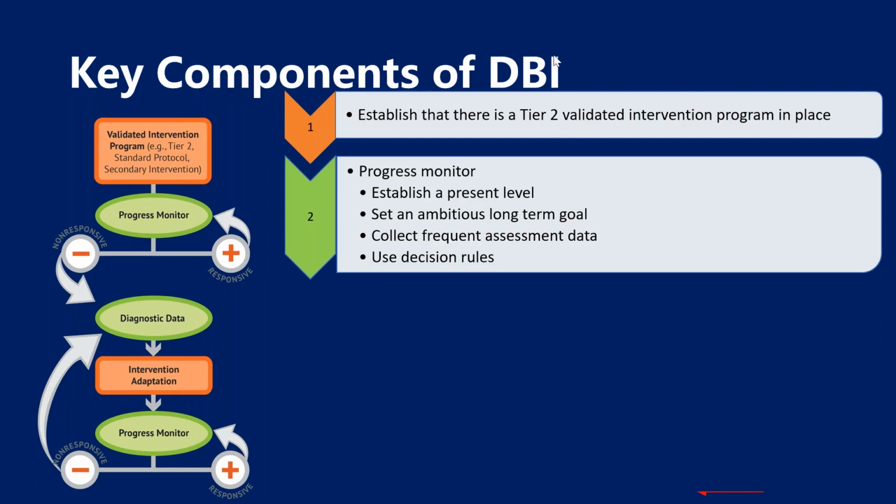is going to be progress monitoring. You want to collect frequent progress monitoring data to determine whether the student is responding to the intervention that you put in place. So if you decided to put students in a smaller group size, you really want to establish a present level of where they are at the beginning. You want to set an ambitious long-term goal, and you want to collect frequent assessment data and use decision rules within DBI to make instructional decisions.